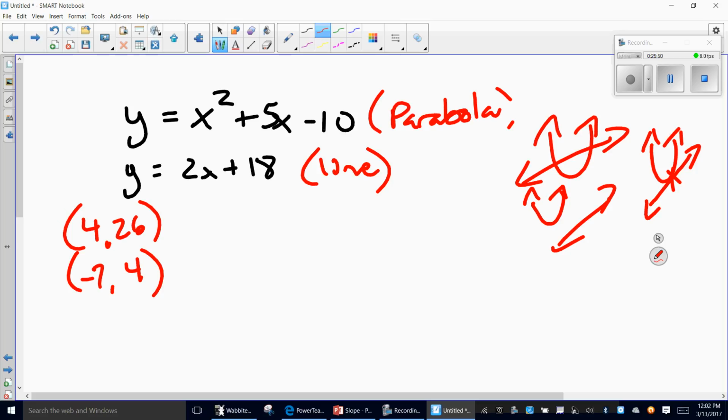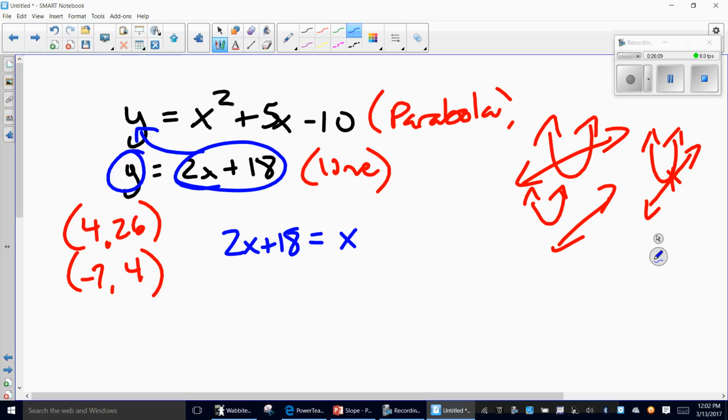So let's solve it by substitution so I can show you what to do. I always like to start with the smaller one, so I like to start with the linear. What does y equal? Where I see a y up here, I can plug in 2x plus 18. Let me ask you a question. Linear or quadratic? Quadratic. So let's solve it like a quadratic.